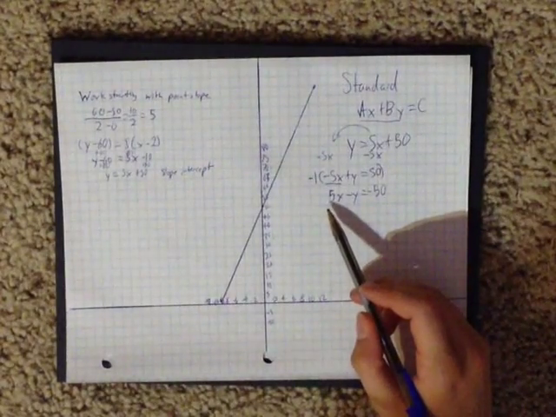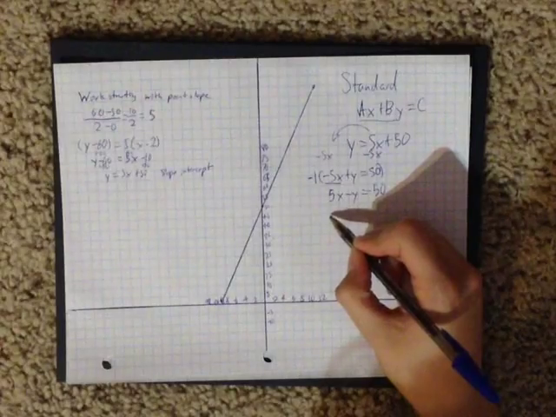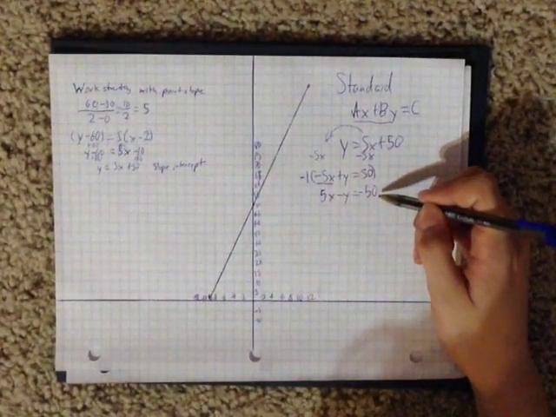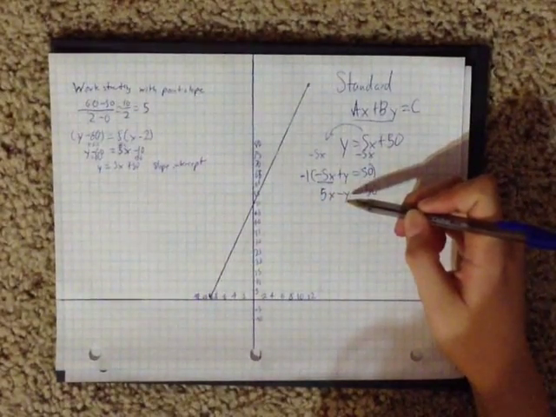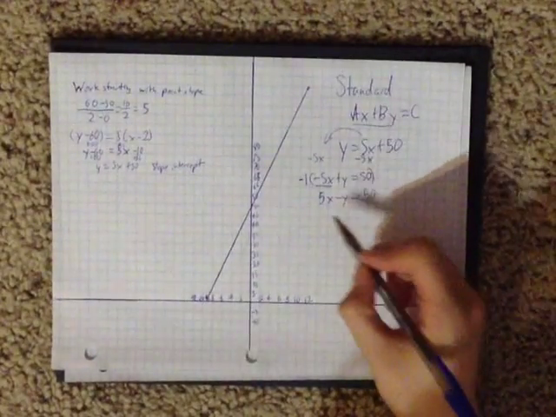Remember, it's only a that has to be positive, and it is, so we're good on that. And then all these are whole numbers, so we're good with that. And then neither a nor b is 0, so we're good. This is the correct standard equation for this line.